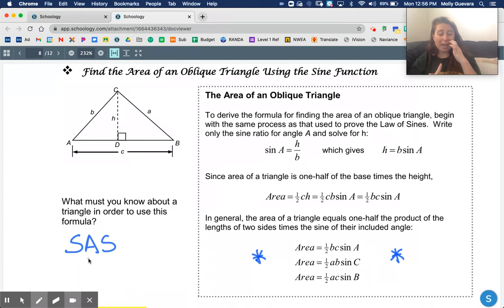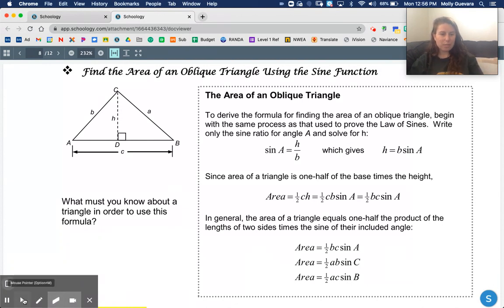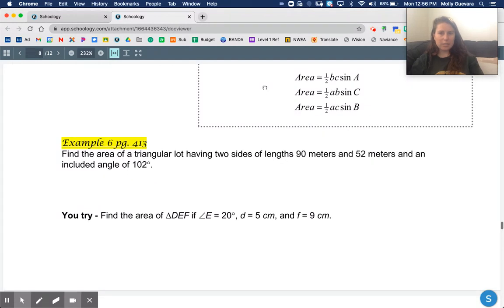I think you'll find that the actual formula is not hard to use. You're just plugging in values. You just need to make sure that you're plugging in the right values. So I'm going to scroll down and we're going to try it.